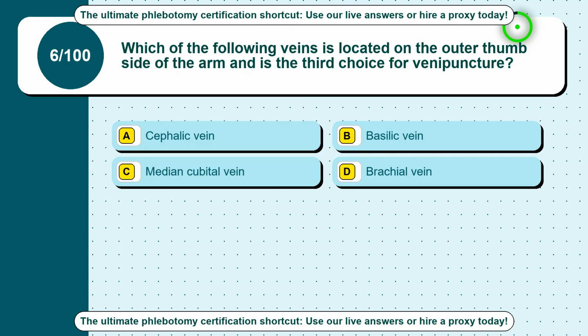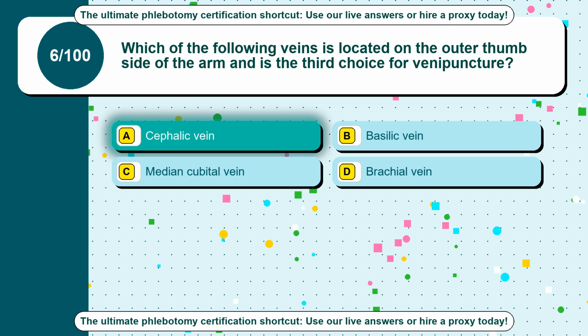Question 6. Which of the following veins is located on the outer thumb side of the arm and is the third choice for venipuncture? Option A. Cephalic vein. Option B. Basilic vein. Option C. Median cubital vein. Option D. Brachial vein. The correct answer is option A.